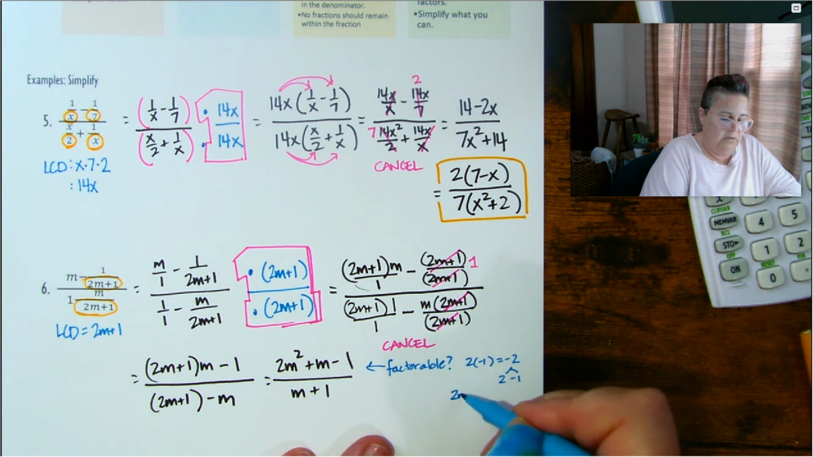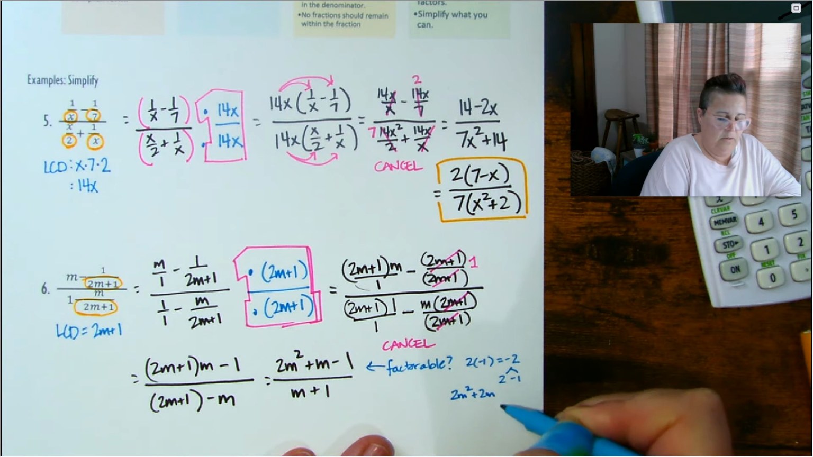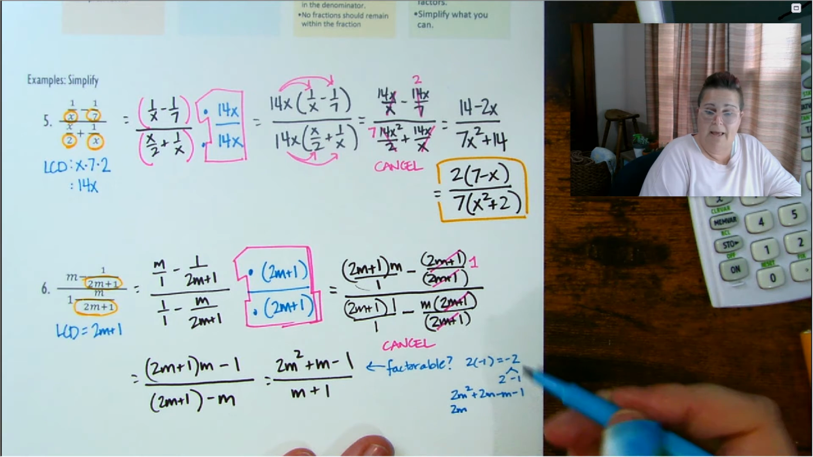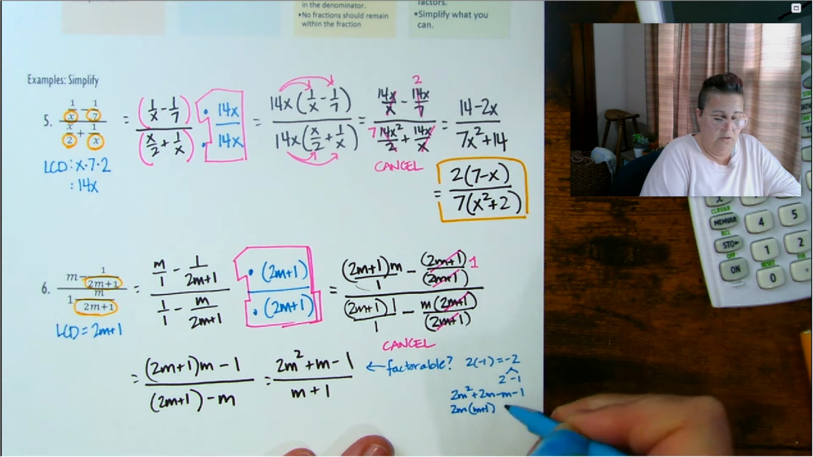So this would be 2m squared plus 2m minus m minus 1. I can pull out a 2m, and I'm left with m plus 1. Now here I can't pull anything out, but there is a lead negative. So I'm going to pull out a negative 1, and that's going to leave me with m plus 1.